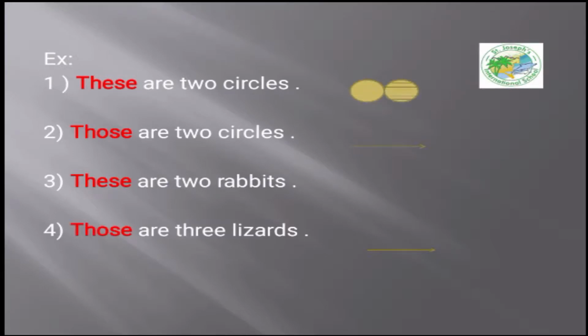Number one, these two circles, they are close to the sentence or far from the sentence? They are close to the sentence. So I use these are two circles. Number two, the same two circles, but they are far from the sentence. So I use those are two circles. Those are two circles because they are far from the sentence. Okay?